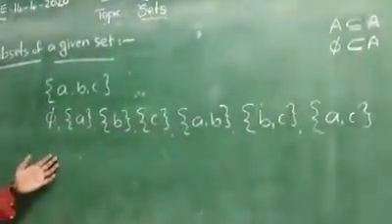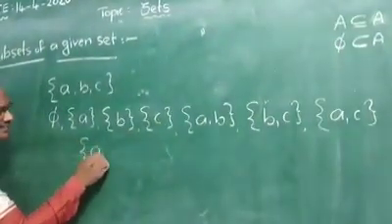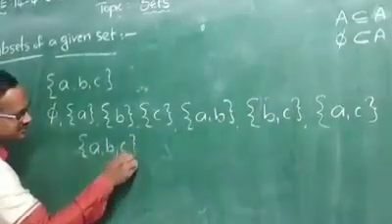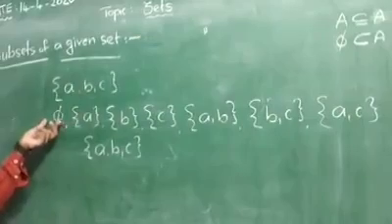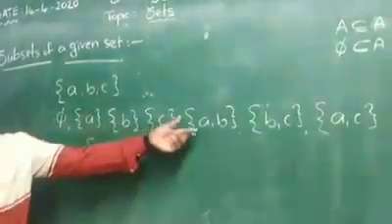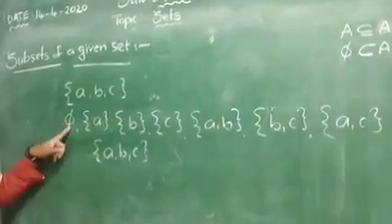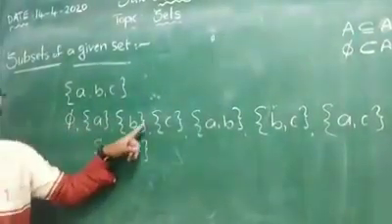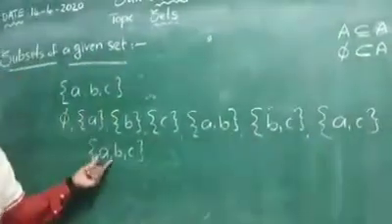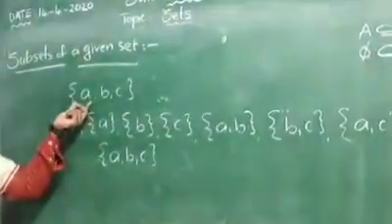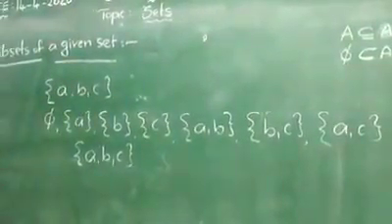Is it completed? Still one more is there. What is the set itself? That is the set of A, B, C. This is also a subset. So here we can find the number of subsets for the given set. How many subsets do we have? 1, 2, 3, 4, 5, 6, 7 and 8. So a total of 8 subsets are there for the set that has 3 elements.